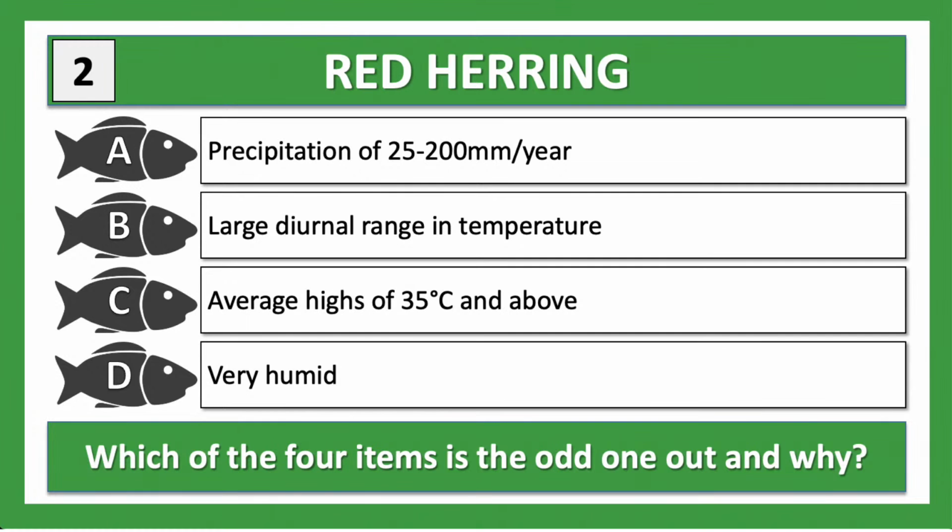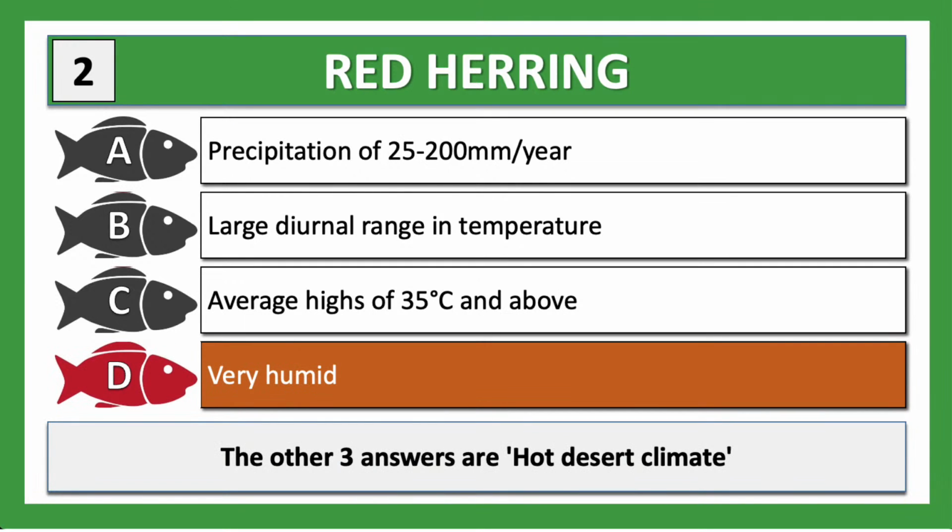So if you jot down your answers in the chat if you want to, let's have a look at the answer. The answer is very humid is the odd one out, because the others are all linked to a hot desert climate. Very humid would be more typical of a rainforest climate. Good stuff, and well done to those of you who got that right. I see Polly got that right, well done.